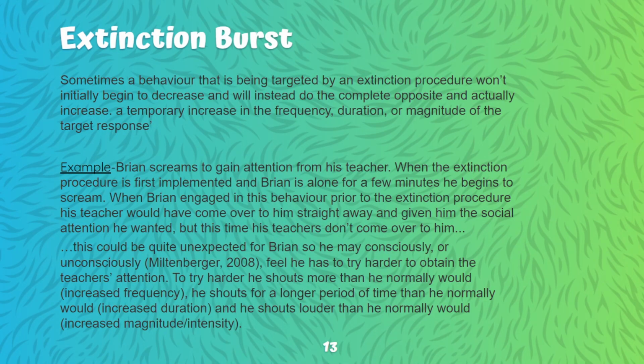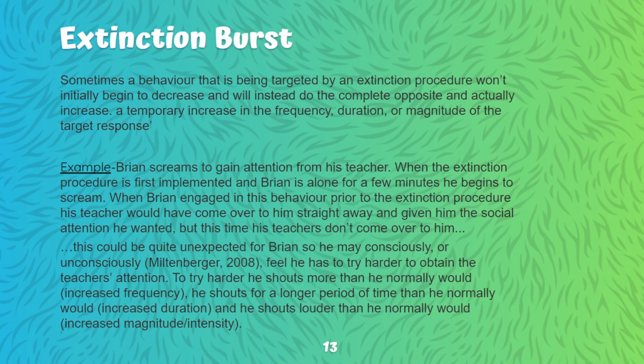And finally, we have extinction burst. Extinction burst describes when a behavior that is being targeted by an extinction procedure will initially, instead of decreasing, do the complete opposite and actually increase: a temporary increase in the frequency, duration, or magnitude of the target response. Unfortunately, in an applied classroom setting, sometimes a teacher or a paraprofessional or another practitioner who's implementing an intervention may become discouraged because they're implementing the intervention and then the behavior gets worse.